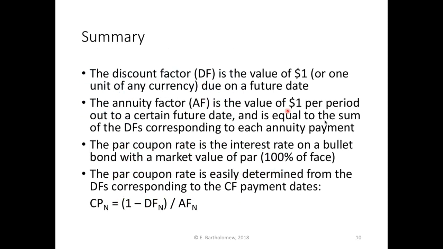So let's summarize. We recall that the discount factor is the value of $1 or 1 unit of any currency due on a future date. The annuity factor is the value of $1 per period out to a certain future date, and so it's equal to the sum of the discount factors corresponding to each annuity payment. The par coupon rate is the interest rate on a bullet bond or another financial instrument with a bullet payment at maturity that will have a market value of par based on those same discount factors. And so we're able to derive that based on the discount factors using this formula here.